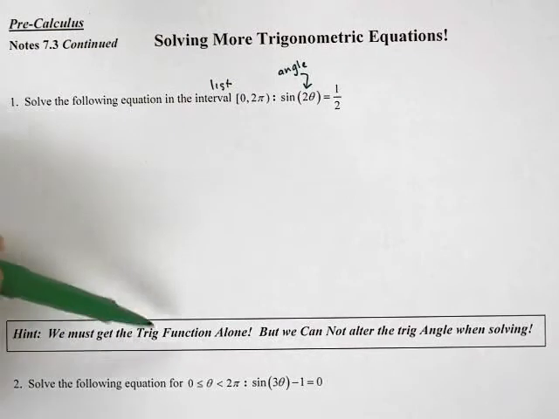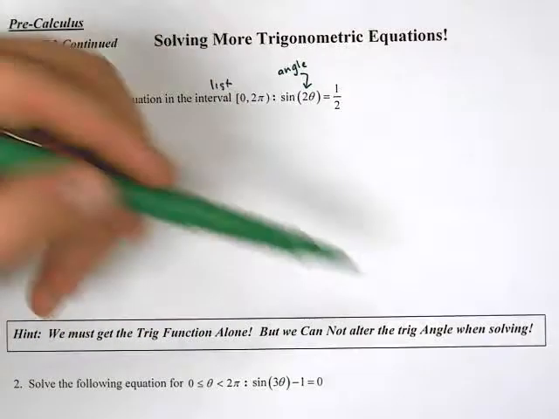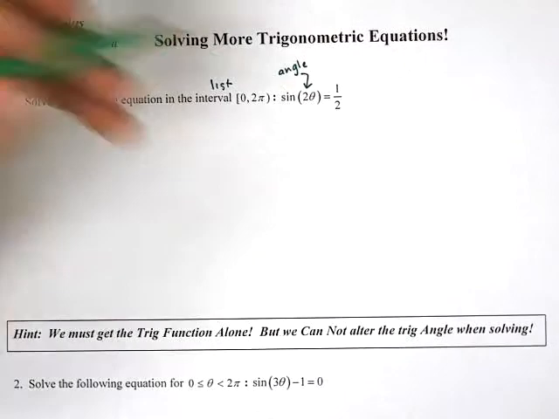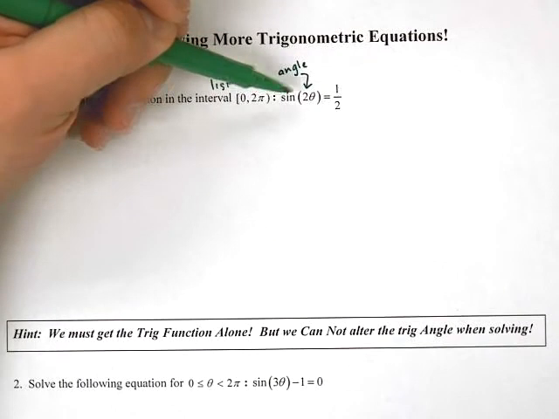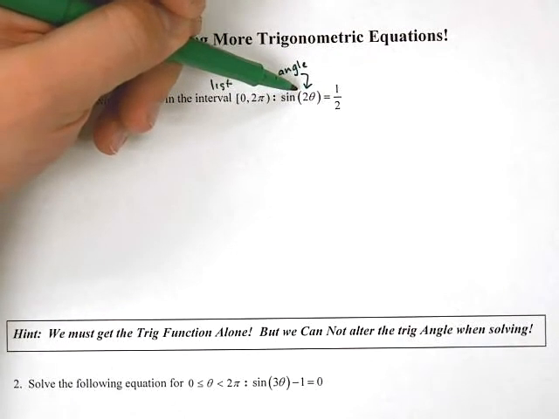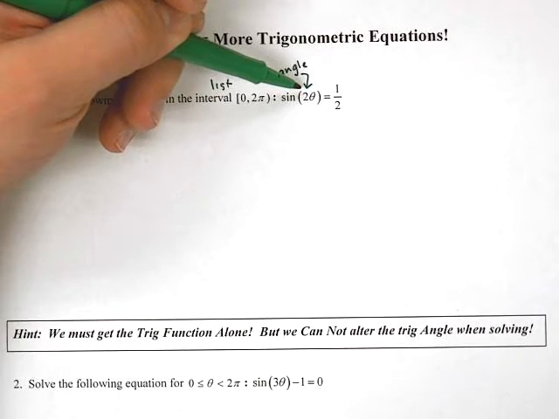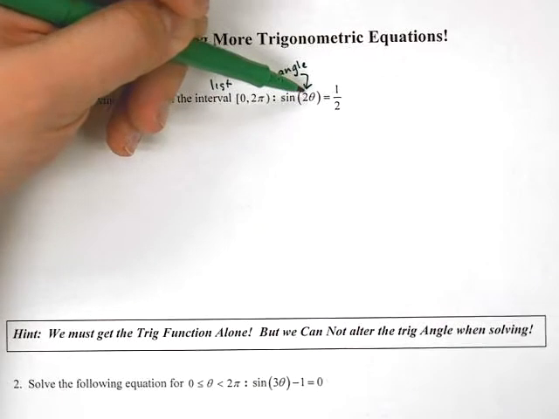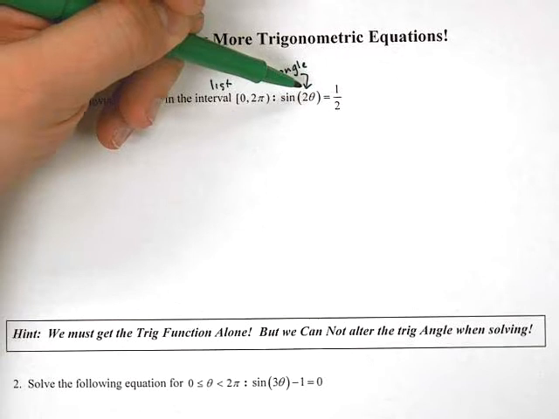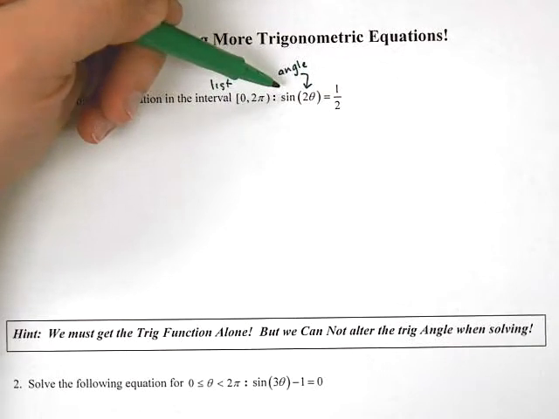We must get the trig function alone. We cannot alter the trig angle. Alright? So this is important for you to understand. I am not doing anything with this 2 theta, and I know we talked about this in class. Where is the 2 theta? The 2 theta is inside of the sine function.